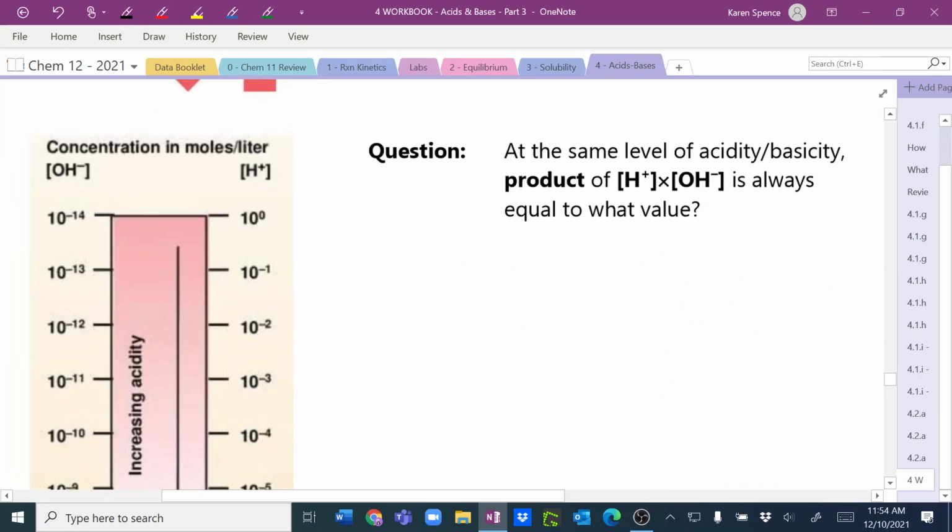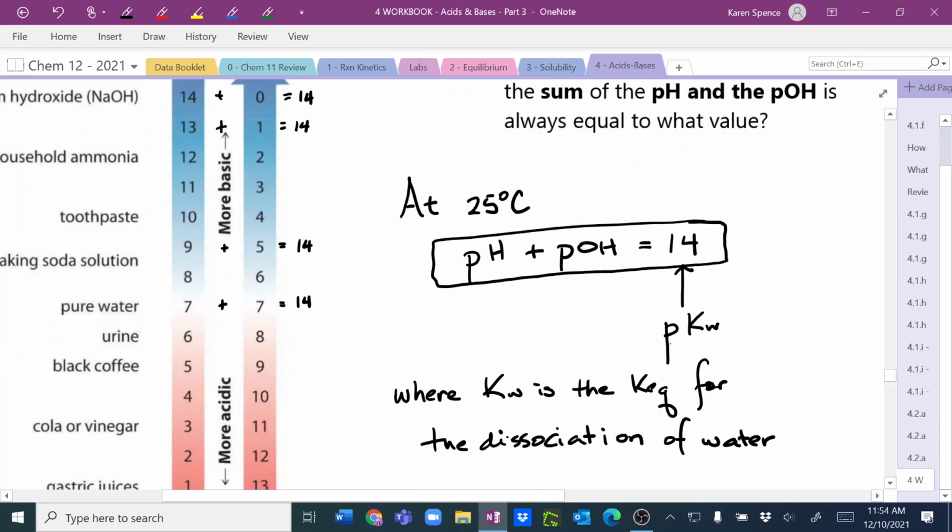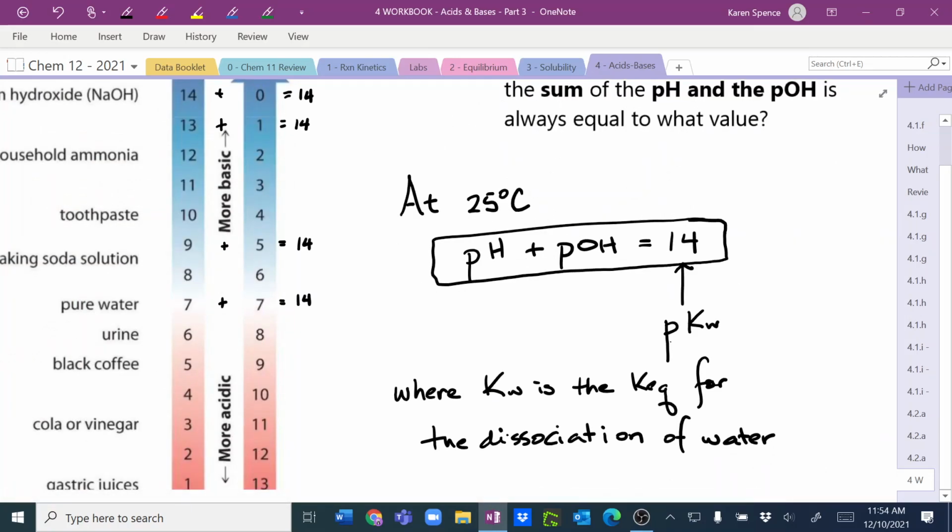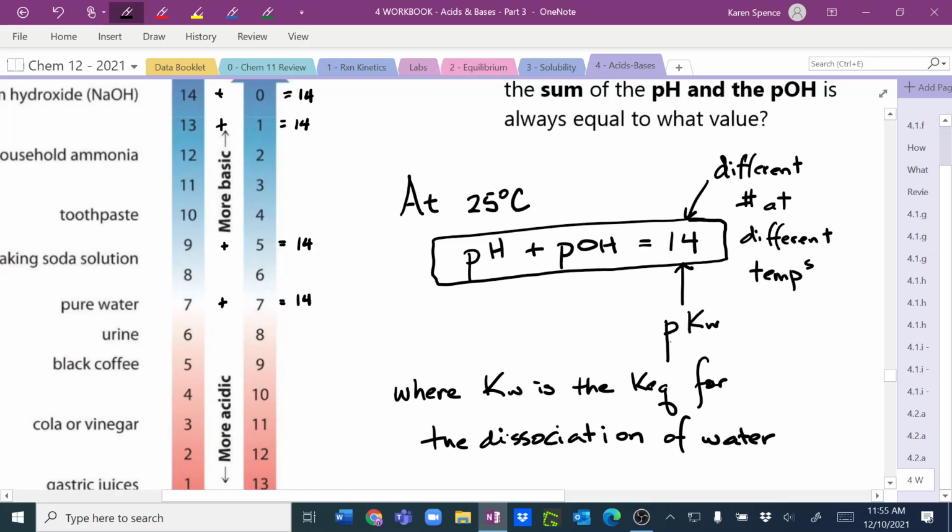Oh, we have to say at 25 degrees because it changes. If you have a higher temperature, it won't be 14 anymore. It'll be a different number at different temperatures. And we'll talk about it in terms of Le Chatelier's principle. We'll put our heat term in and see which way it shifts, to the reactants or products. But not today.